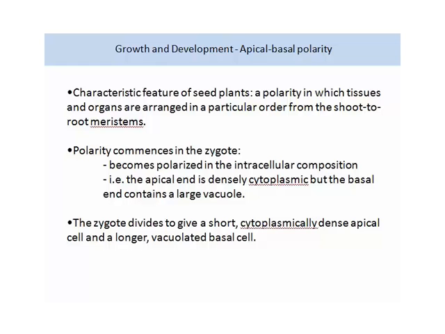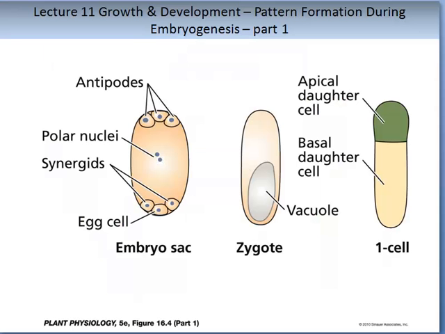It becomes polarized in the intracellular composition. For example, the apical end is densely cytoplasmic, but the basal end contains a large vacuole. The zygote divides to give a short, cytoplasmically dense apical cell and a longer, vacuolated basal cell.